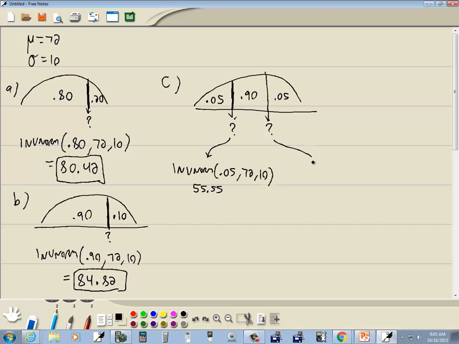Okay, so now let's find this one. It's find a value again, so we're going to do invNorm, and you pass in the area to the left of the value you're trying to find. Here's the value we're trying to find. The area to the left is 0.05 plus 0.9, which gives us 0.95. You have to add up all the area to the left, and then our mean, and then our standard deviation.